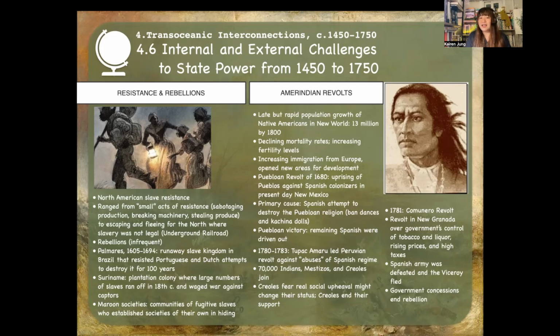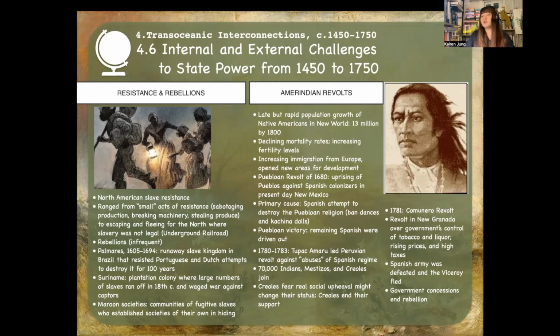Between 1780 and 1783, Tupac Amaru led the Peruvian revolt against abuses of the Spanish regime. 70,000 Indians, mestizos, and Creoles joined, but the Creoles feared real social upheaval might change their status, and they eventually ended their support. In 1781, we look at the Comunero Revolt.